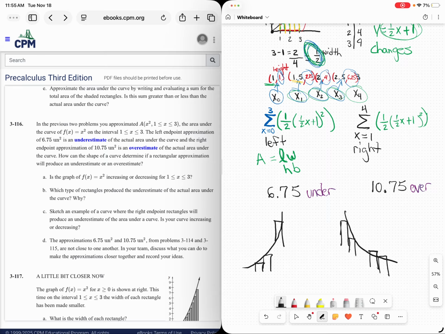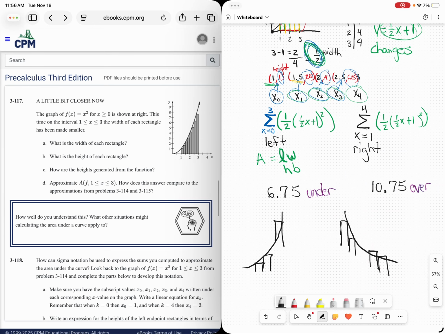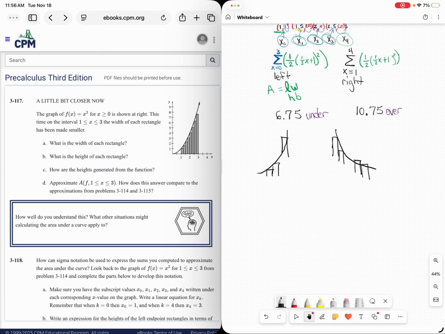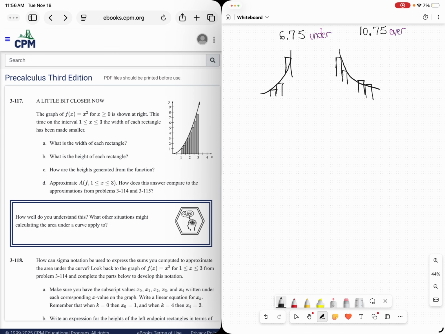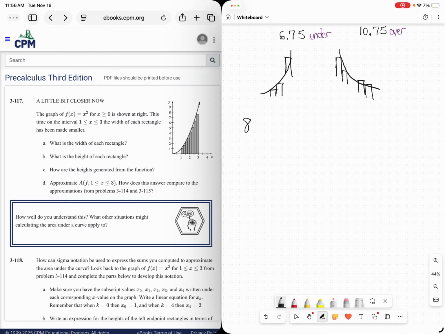Okay, so let's go to 117. Let's look a little bit closer. So what happens when you change this to a bunch of rectangles? Same graph, same interval, we're just changing the width. So if you count here, there are 8 rectangles. So this time, since there's 8 rectangles, let's find our width. So again, 3 minus 1 over 8. So we got 2 over 8. Our width becomes 1/4. That's our width.